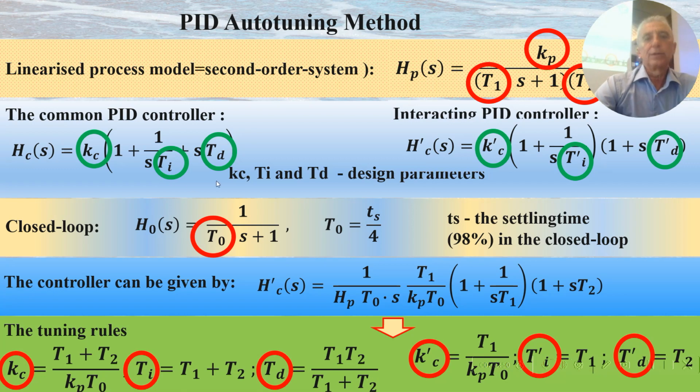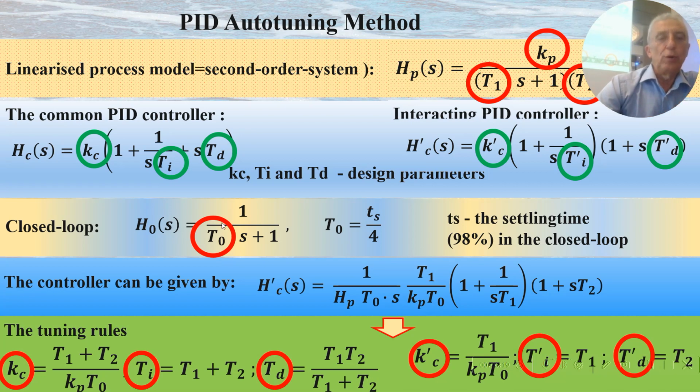As you can see here, we have two forms of the same controller, PID. This is the textbook controller form, in the left part, and in the right part, it's the form used in practice. So we have to tune three parameters. We can see here the three parameters.